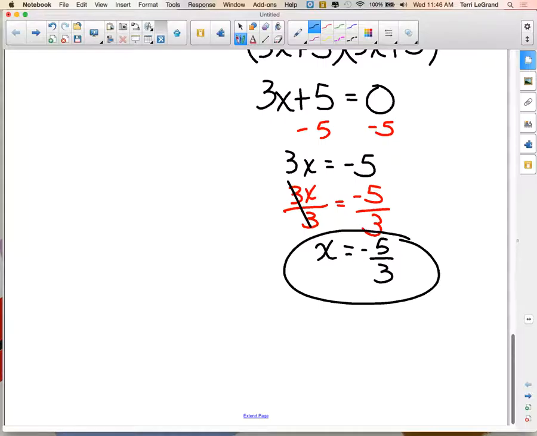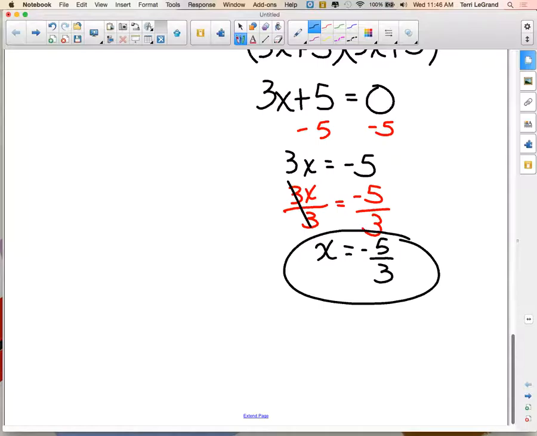Is that a nice decimal? No. Should we give it its decimal name? No, not as nice. Can we name it as a mixed number? Absolutely, yeah. In fact, we want to know where this is crossing the x-axis, right?